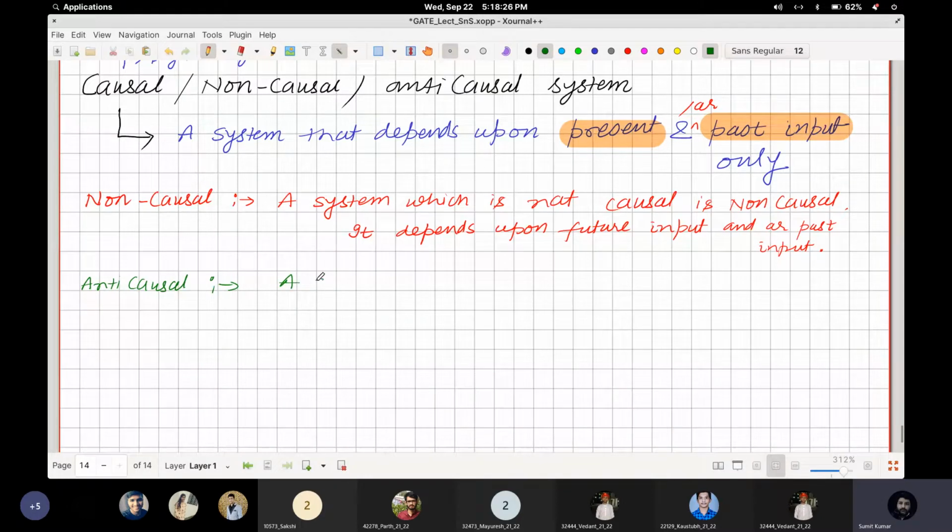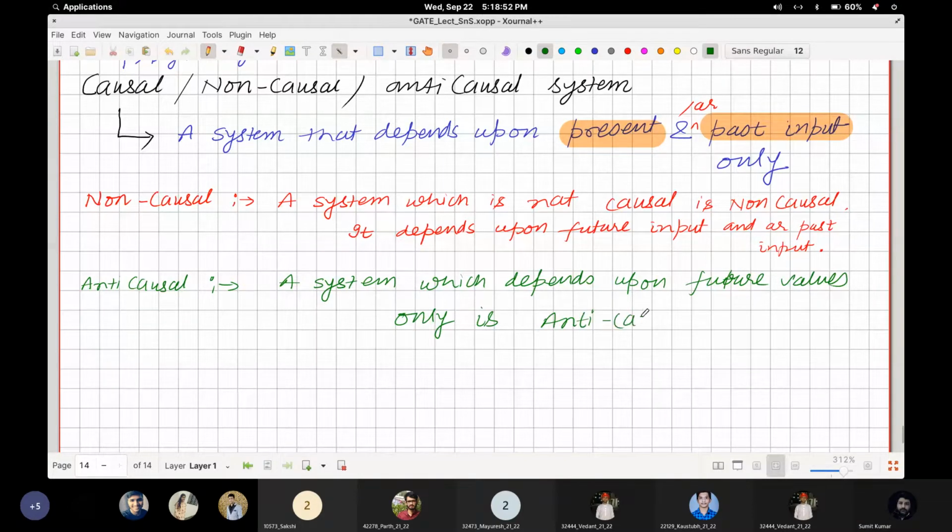A system which depends upon future value only is anti-causal. So if it depends upon future value only, then the system is going to be anti-causal. We generally classify between causal and non-causal, but sometimes they can ask you questions based on anti-causal as well. So let's see some examples here.